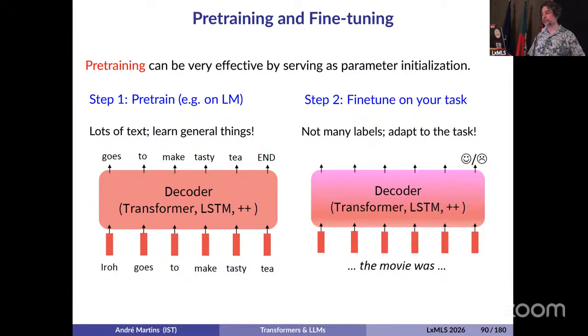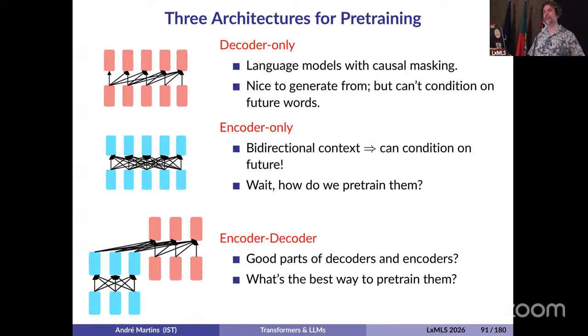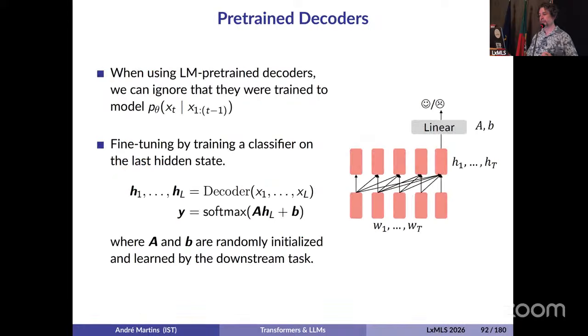is very powerful. It's a bit outdated already, but I'm going to explain a little bit what you can do with it and different ways where you can apply these principles. There are three kinds of architectures that have been used for pre-training and fine-tuning: decoder only, encoder only, and encoder-decoder. I'm going to start with decoder only.